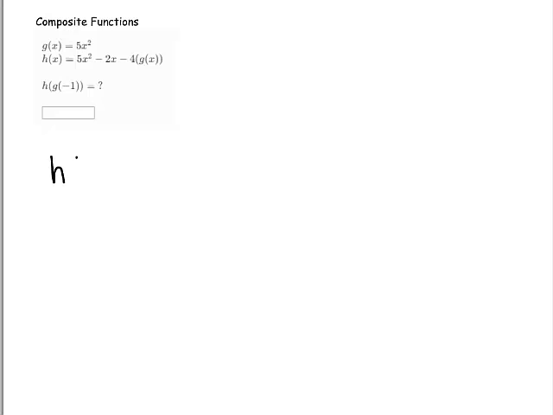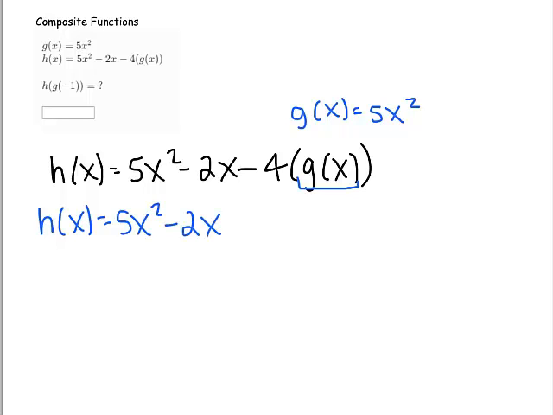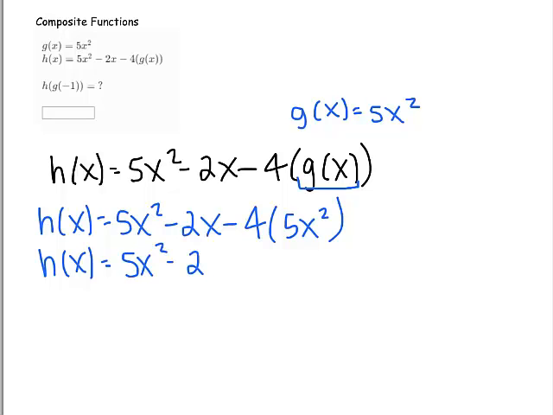If I try and rewrite h of x so that the g of x function is actually plugged in. So the g of x function is actually 5x squared. So I'm going to replace this entire function here with 5x squared. So the first part of h of x is going to be the same, and I'm going to replace g of x with 5x squared. So when I do that, h of x is going to be 5x squared minus 2x minus 20x squared.